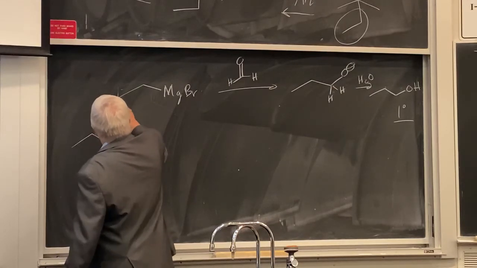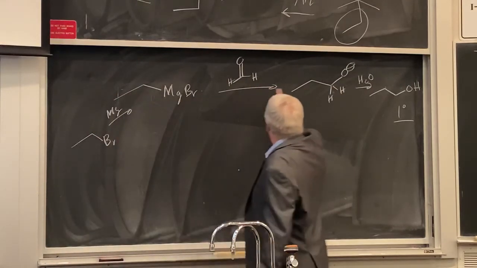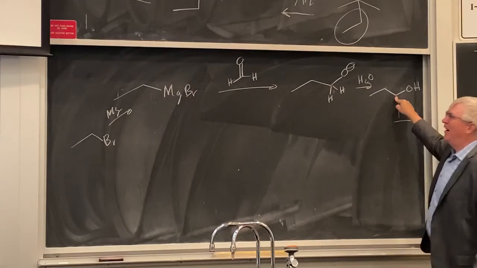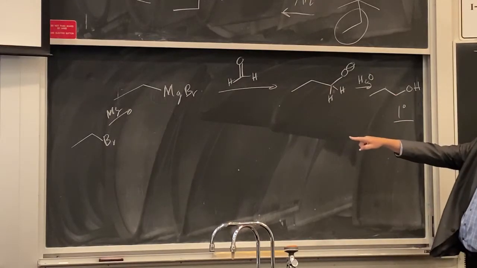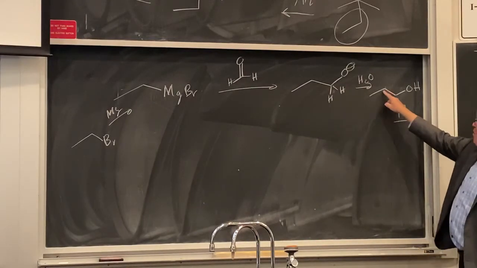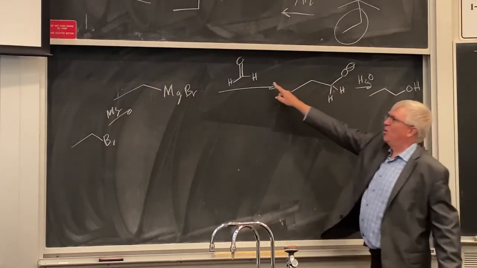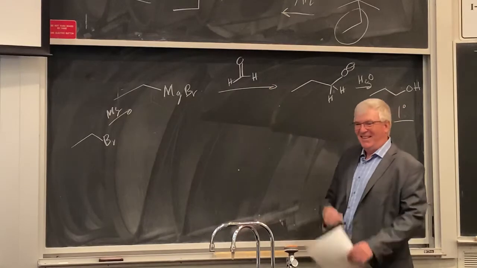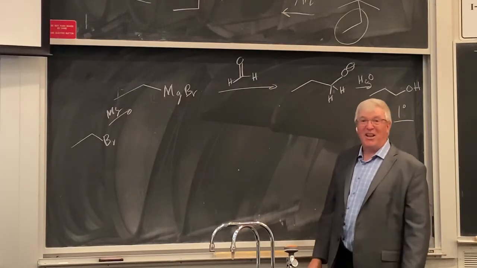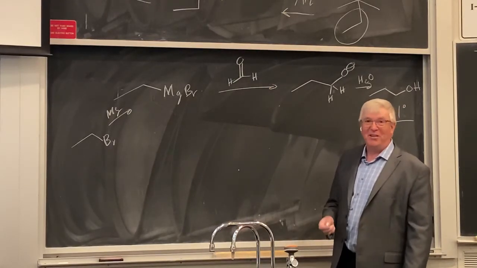Okay, so we can always take the Grignard reagent, which we got from the alkyl bromide, react with magnesium, turn it into a nucleophile, and add another carbon on there. We went from a 2-carbon ethyl bromide to a 3-carbon alcohol. And what type of alcohol? Primary with formaldehyde, okay? That's a very useful reaction on its own. But here's why Victor Grignard won the Nobel Prize.